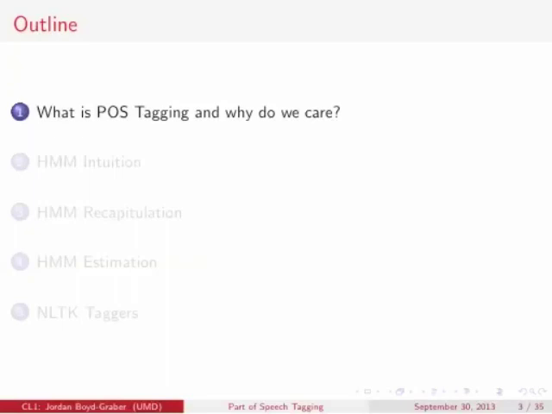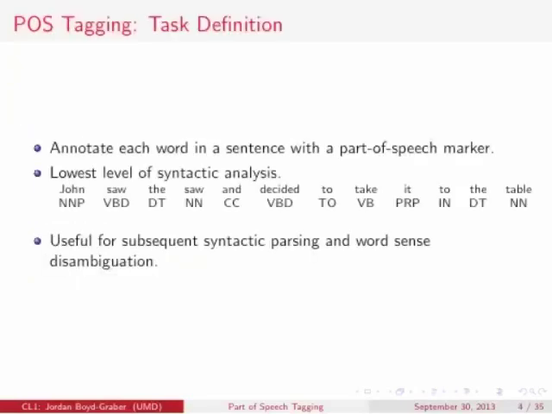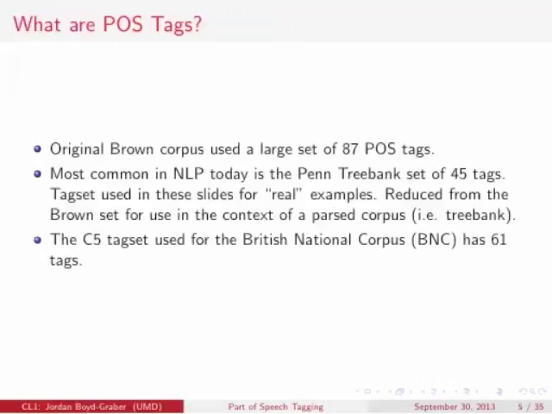Okay, so first, what is part-of-speech tagging? The goal of part-of-speech tagging is to take each word in a sentence and apply a part-of-speech tag. So this is the most basic syntactic analysis that you can do of a sentence. But it's useful for downstream tasks like parsing, that we'll talk about in the next 2 weeks, and word sense disambiguation. So part-of-speech tags represent major categories of syntactic usage of words.